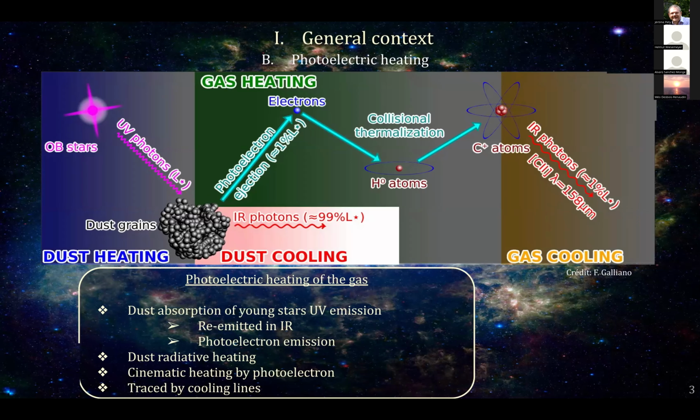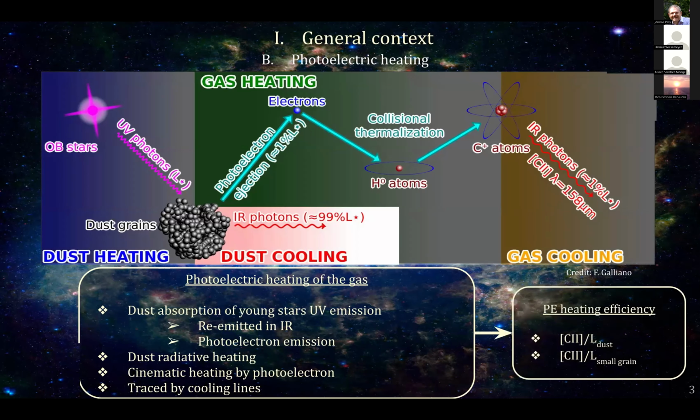So we can define two proxies to quantify the efficiency. The first one will be the ratio between the C+ and the luminosity of dust. So basically this part. And the second one will be the C+ over the small grain luminosity. Why the small grain? Because the photoelectric heating happens at the surface of the grain, and the surface is dominated by the small grains, so the small grains will control the photoelectric heating.